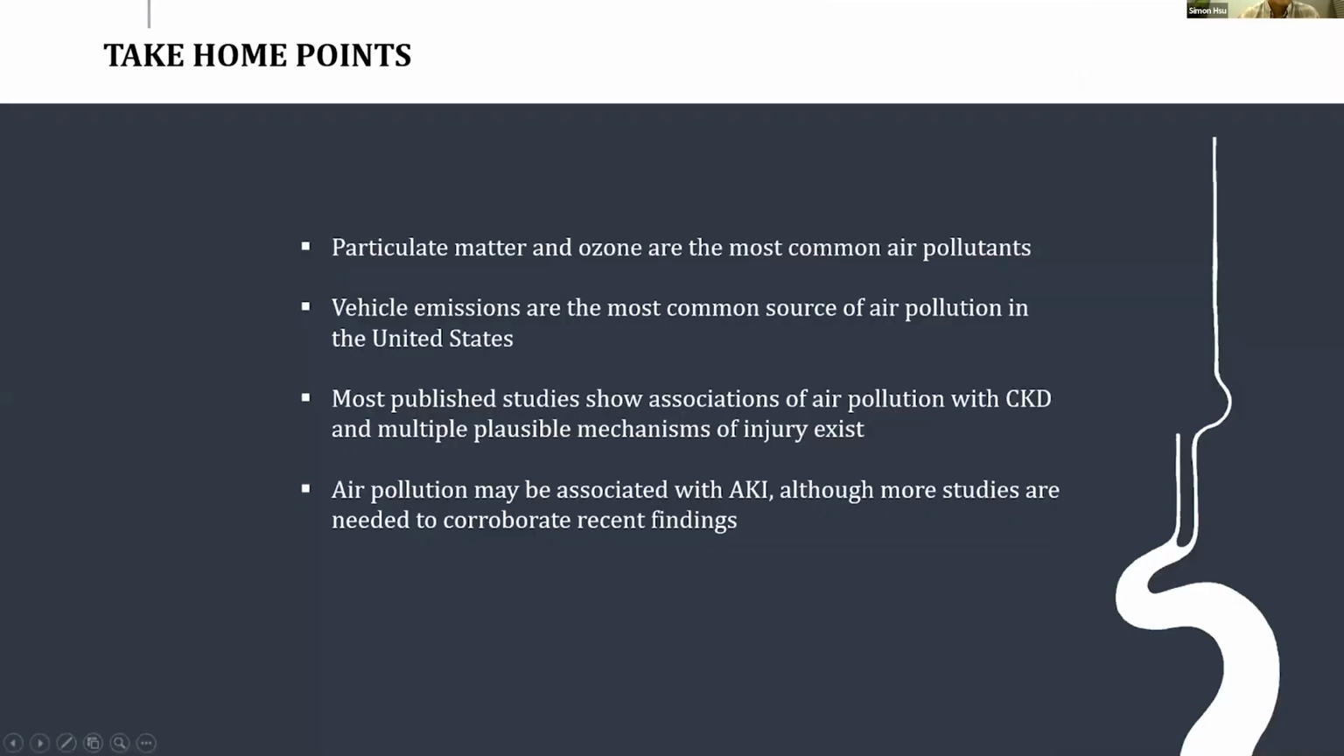So, a couple of take-home points here. Particulate matter and ozone are the most common air pollutants. Vehicle emissions are the most common source of air pollution in the United States and also worldwide. Most published studies, to me, convincingly show associations of air pollution with chronic kidney disease, and there are multiple plausible mechanisms of injury that need further elucidation. And lastly, air pollution may be associated with AKI, although more studies are needed to corroborate recent findings.